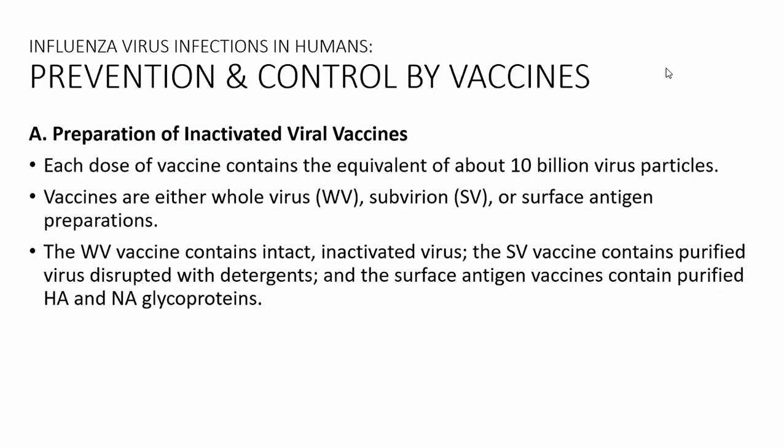Each dose of vaccine contains the equivalent of about 10 billion virus particles, and vaccines can be either whole virus, subvirion, or surface antigen preparation. When we say whole virus, of course, it's inactivated virus. Subvirion contains purified virus disrupted with detergents, and the surface antigen vaccines contain purified HA and NA glycoproteins.